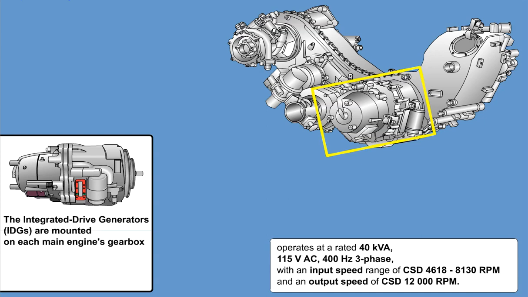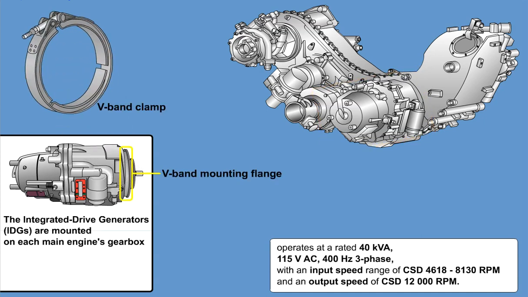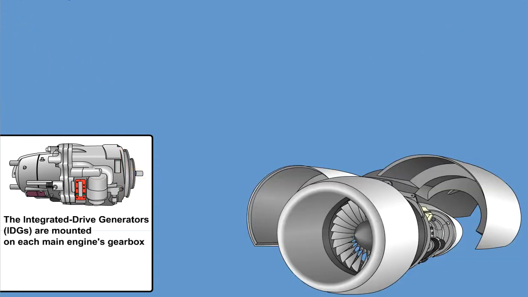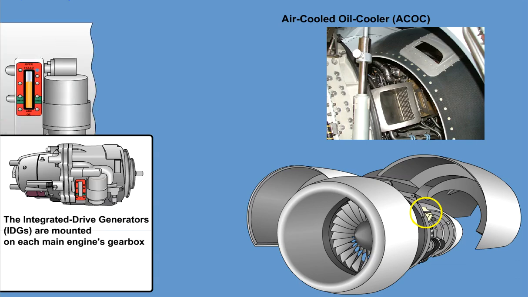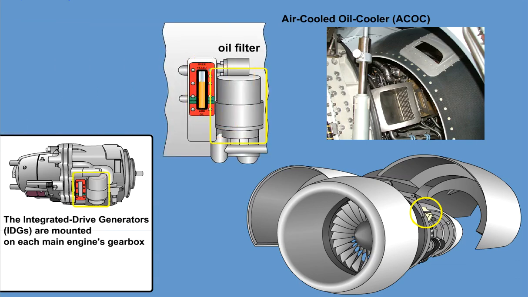The generator to the main engine gearbox uses a V-band mounting flange. For safety, the IDG features an input shaft shear section. The IDG and CSD operation and lubrication oil system is connected to an external air-cooled oil cooler, ACOC, to maintain proper temperature. For maintenance purposes, the IDG requires visual inspection of the oil level, a changeable oil filter, and oil.